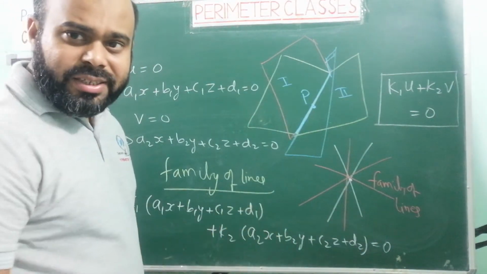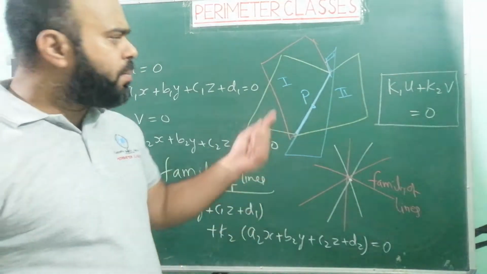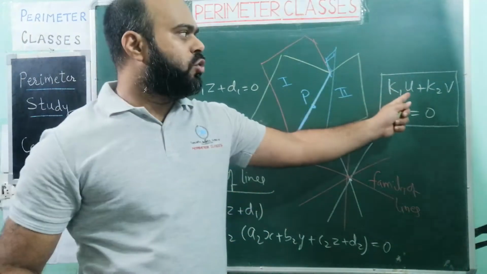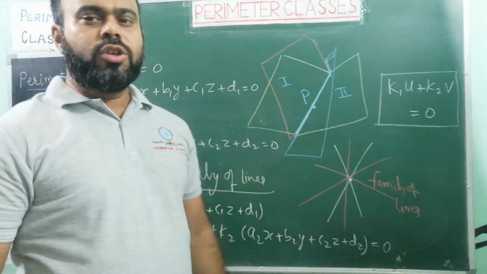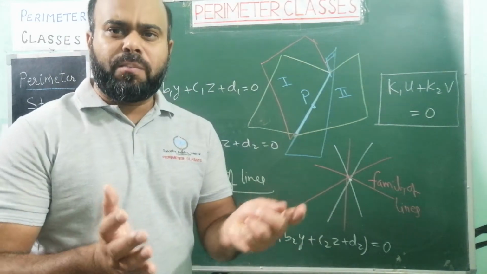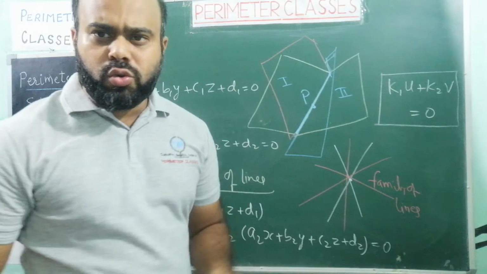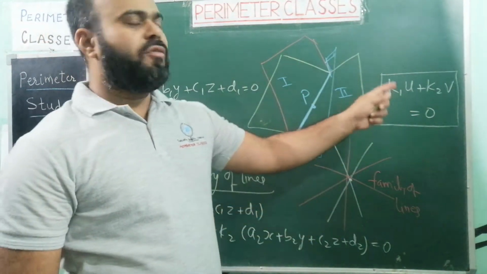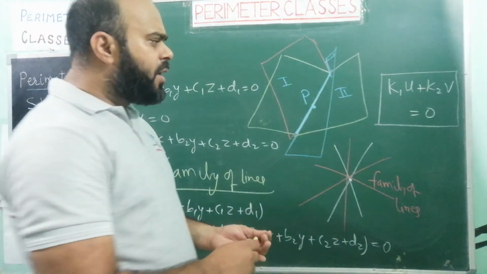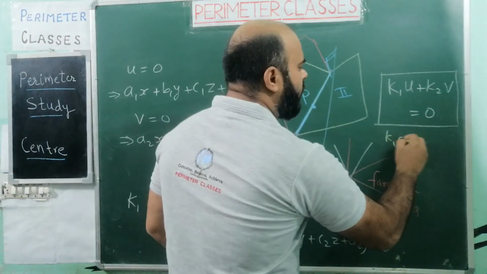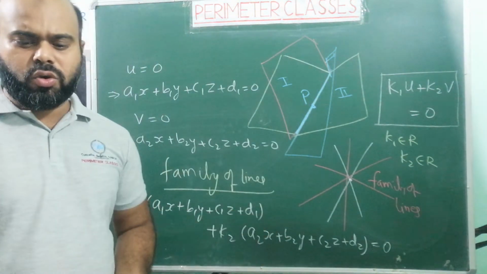And what type of plane is it? It is a plane which is passing through this line, because all the points are satisfying u equal to 0 as well as v equal to 0. So this is the equation of a plane passing through the intersection of the given two planes, and this is a family of such planes. There are infinite such planes. Depending upon the real values of k1 and k2, you can get different planes overall.